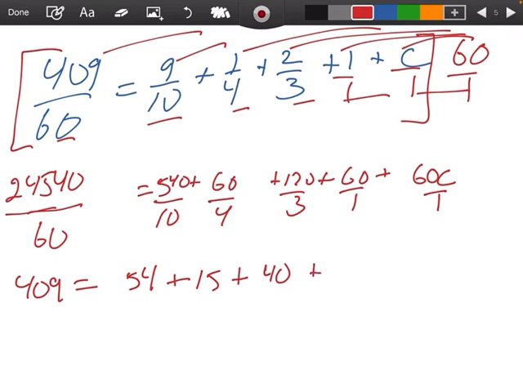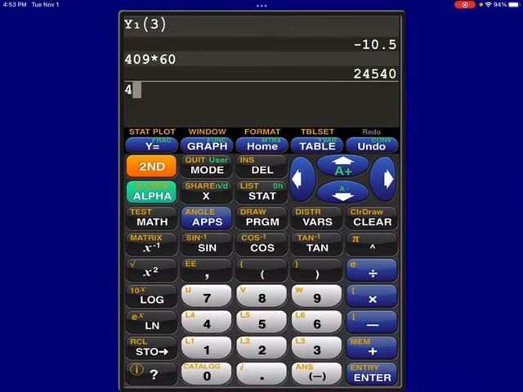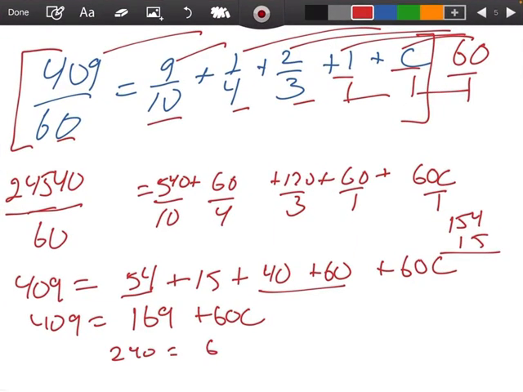And 60 and 60c. Okay, so let's start adding up. That's 100. Let's see, that's 154. So 154 and 15. That should be something like 169. Okay, so now let's subtract 409 minus 169, 240. So 240 equals 60c. When I divide both sides by 60, that gives me c is equal to 4.